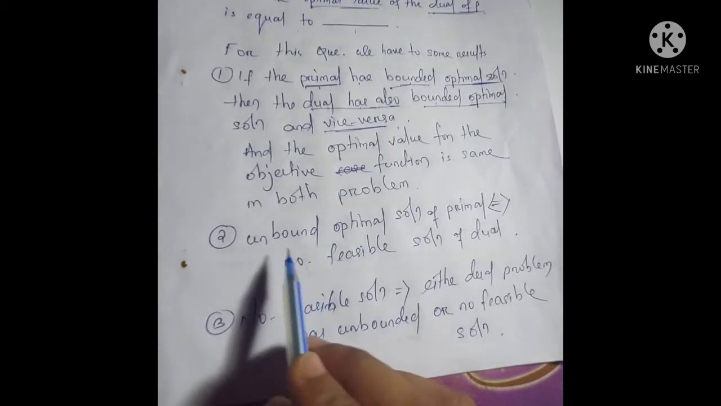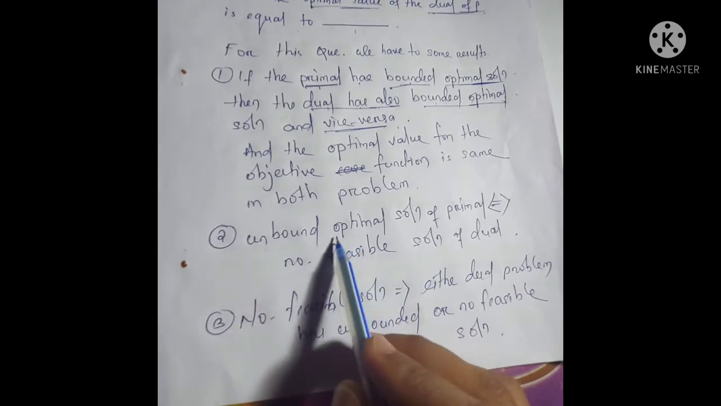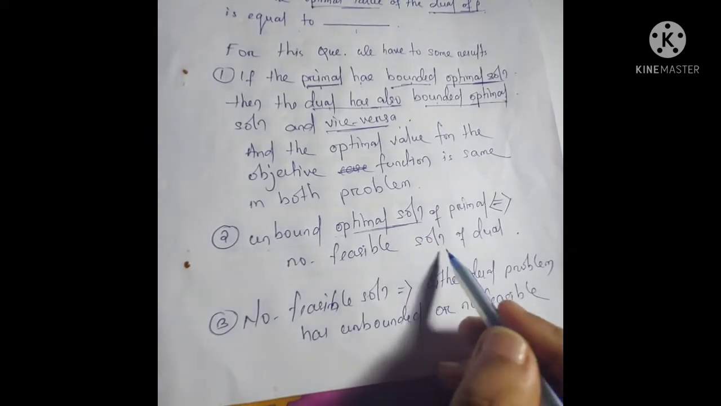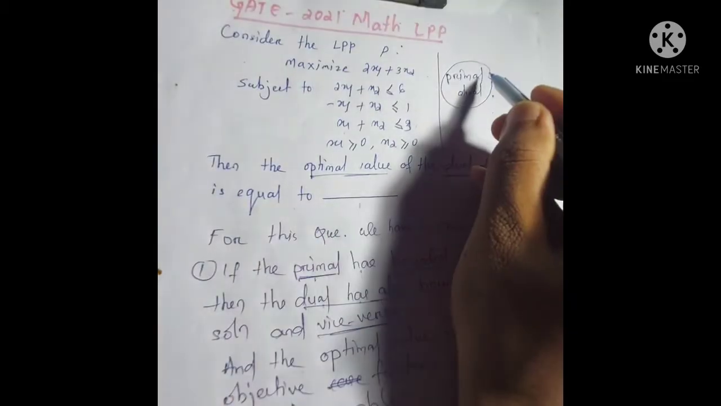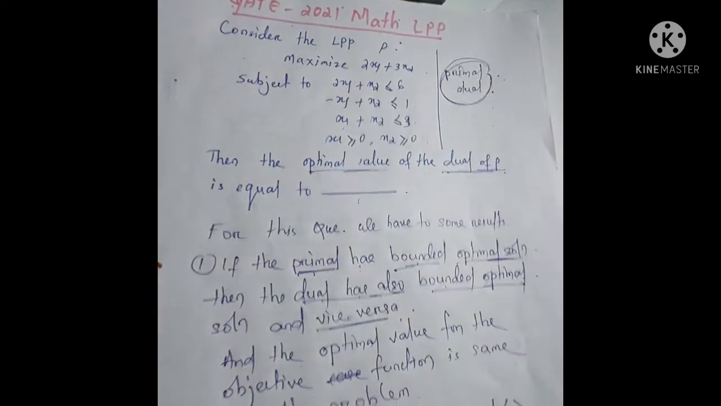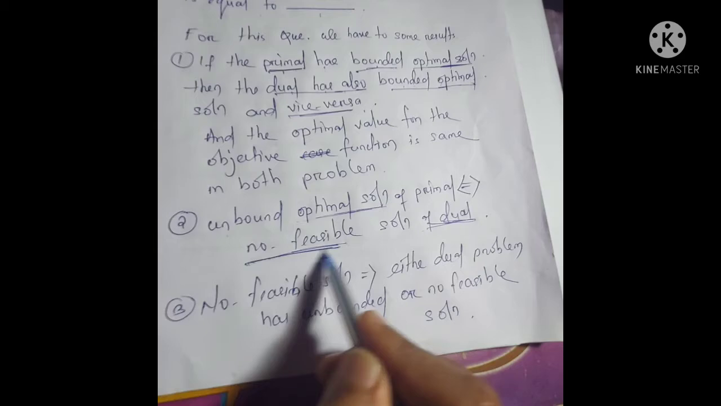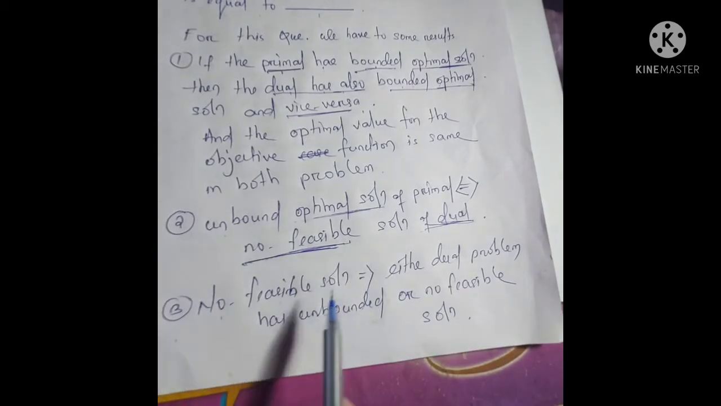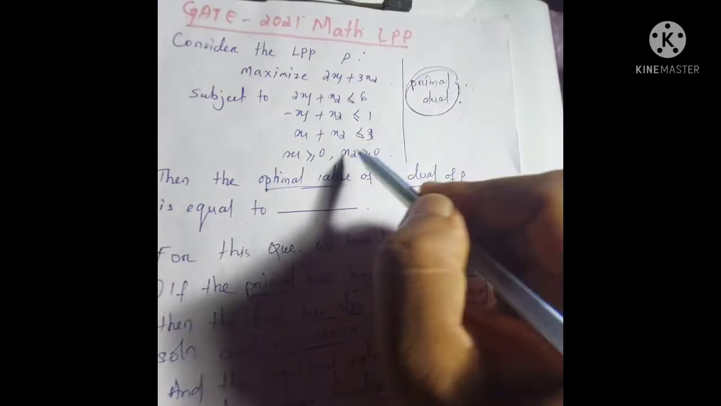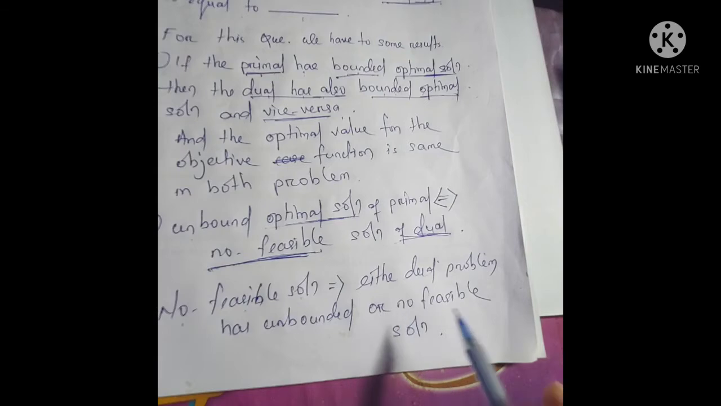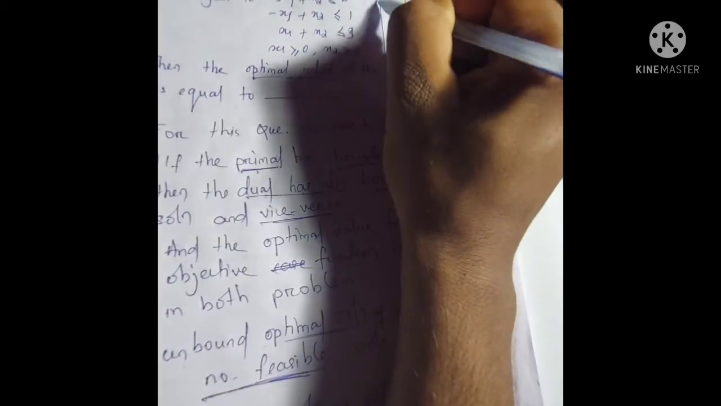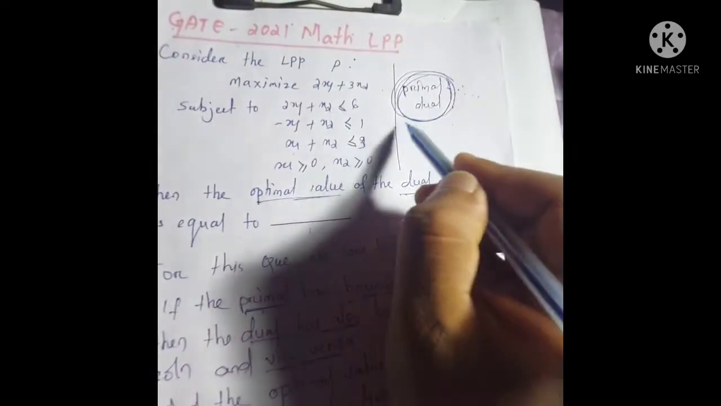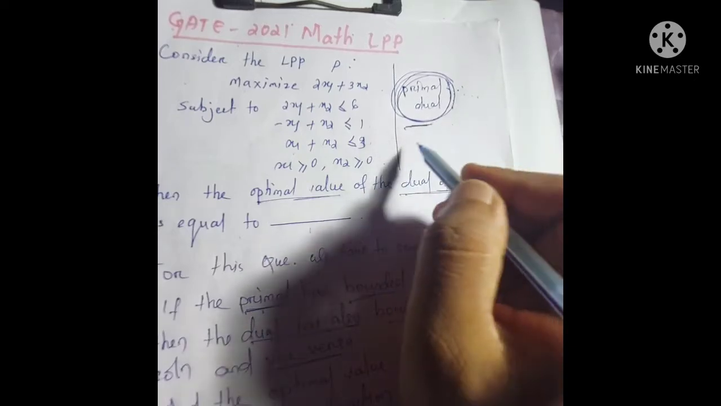Note 2: if the primal has an unbounded optimal solution, then for the dual there is no feasible solution. Means if this primal has an unbounded optimal solution, then its dual has no feasible solution. And note 3: no feasible solution in the primal. If the primal has no feasible region, then either the dual problem has an unbounded solution or no feasible solution.